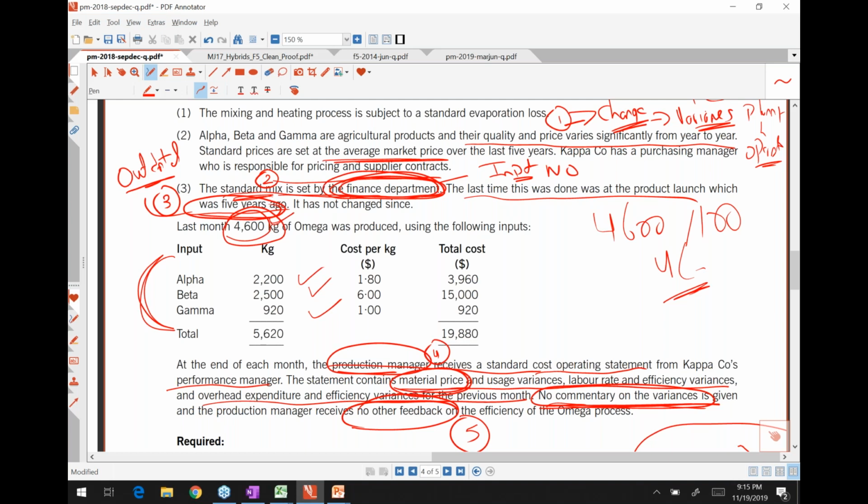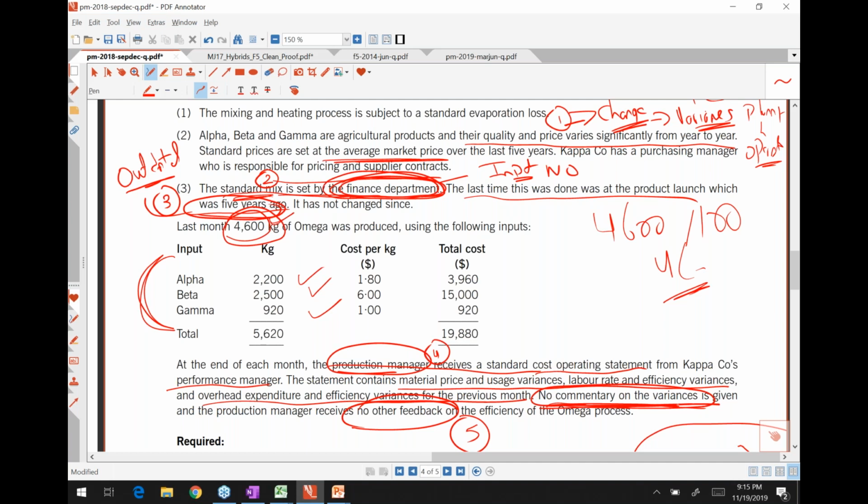Fourth, price. In an operating statement, you see price variance. What concern does the production manager have with price variance? He is not responsible for price variance. So why are you showing him price variance? Price variance should be the responsibility of the purchase manager, not the production manager. Fifth, you are not giving him any commentary on the variances. You are not giving him any feedback. How will he be able to gauge whether he has done good or bad? Because there are certain factors which he cannot control, and he is not aware of that.